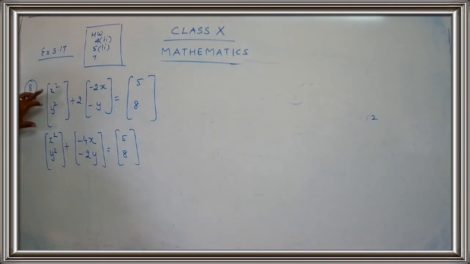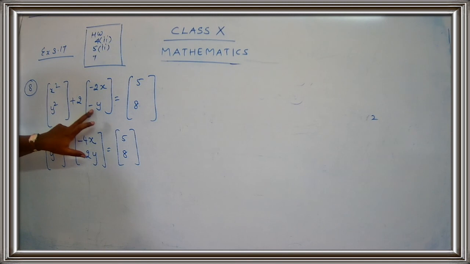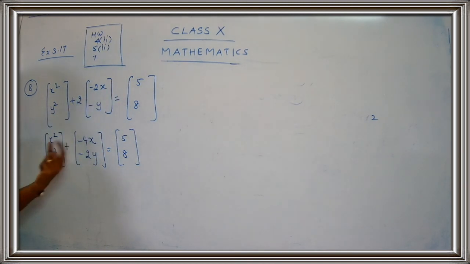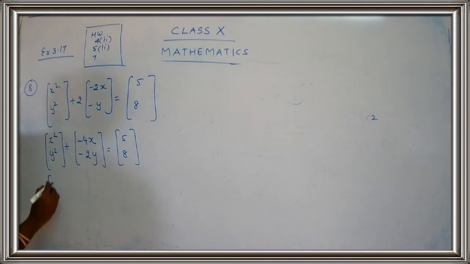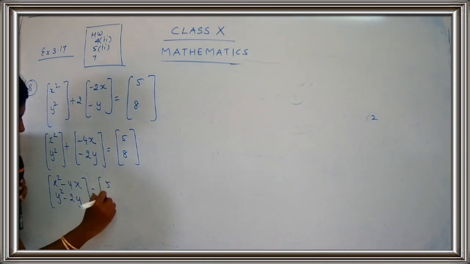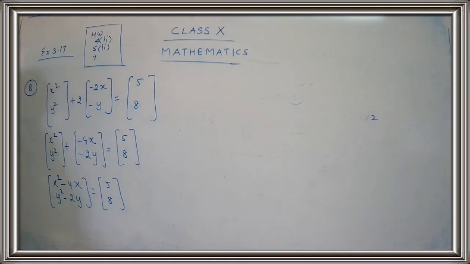So what do you get here? x square, y square, 2 into minus 2x, minus 4x, 2 into minus y, minus 2y, this is equal to 5, 8. We can add the matrix. So write down here, x square minus 4x, y square minus 2y, this is equal to 5, 8. x square minus 4x is equal to 5, y square minus 2y is equal to 8.